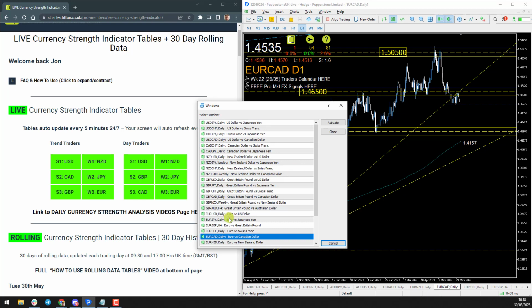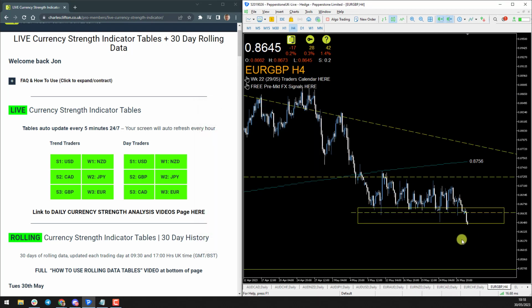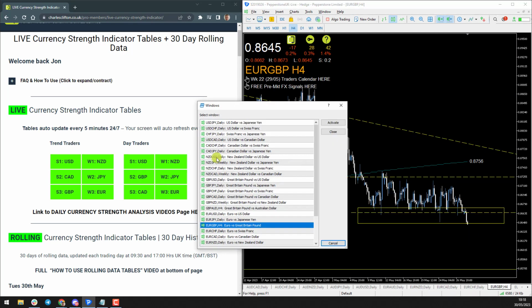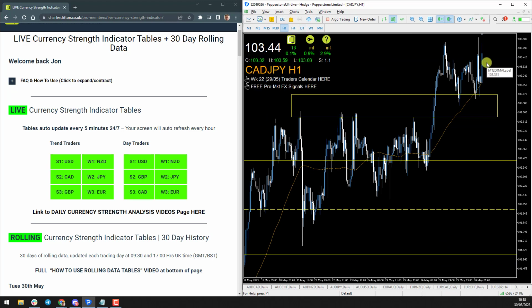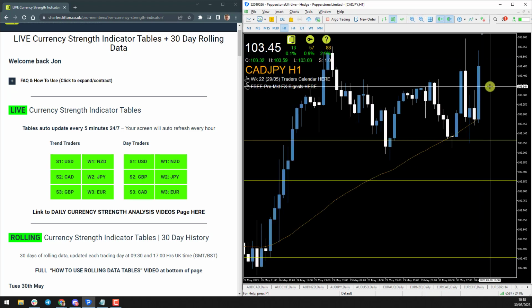I like the idea of Euro Pound trading outside of this level. If it can continue to push down, that is great. We are looking at a potential long opportunity on CAD Yen if it can pull back a little bit into this 103.34 handle for a long.